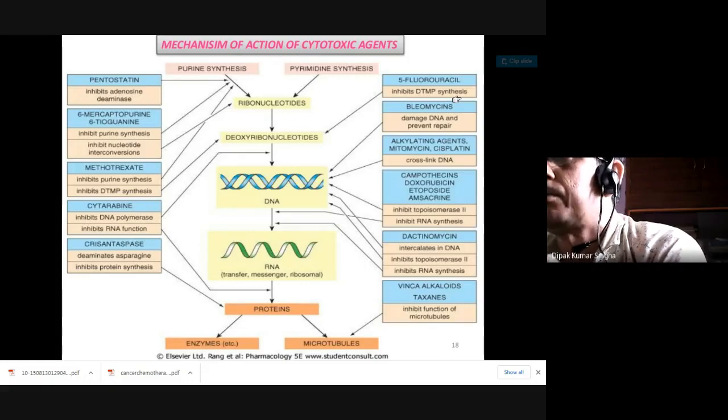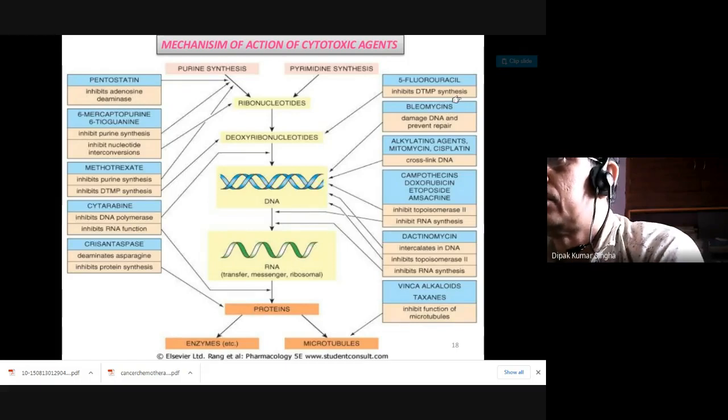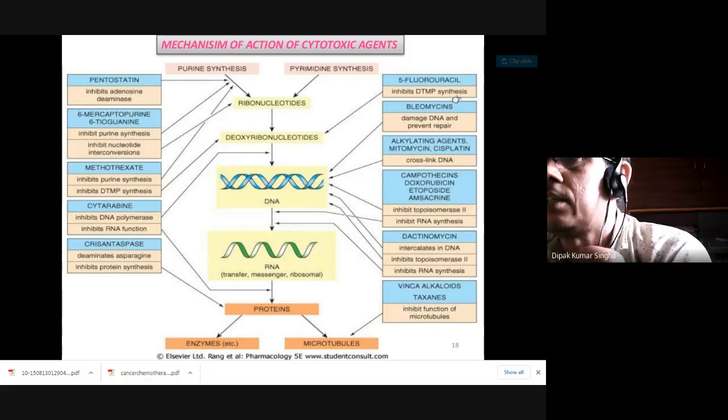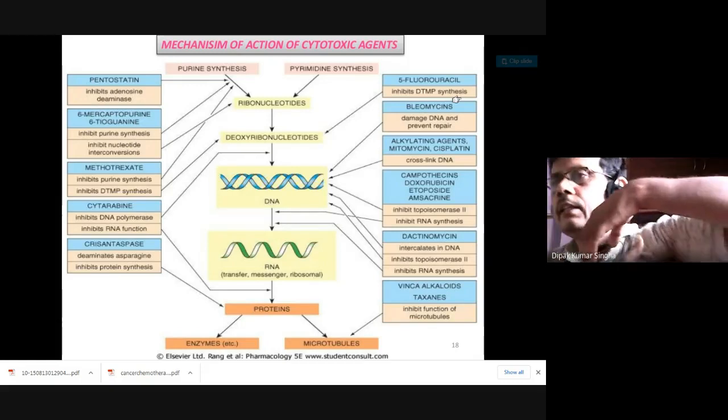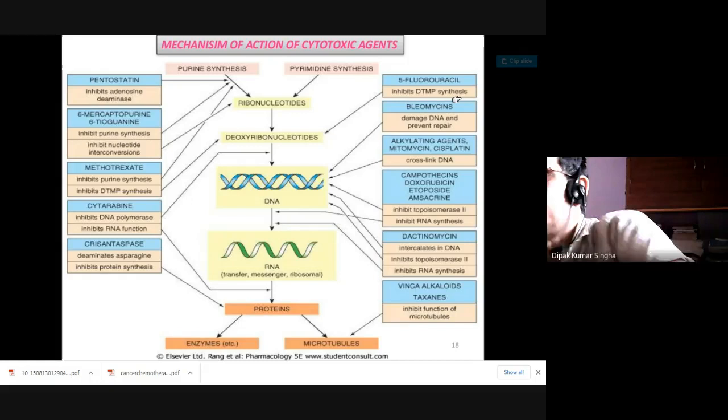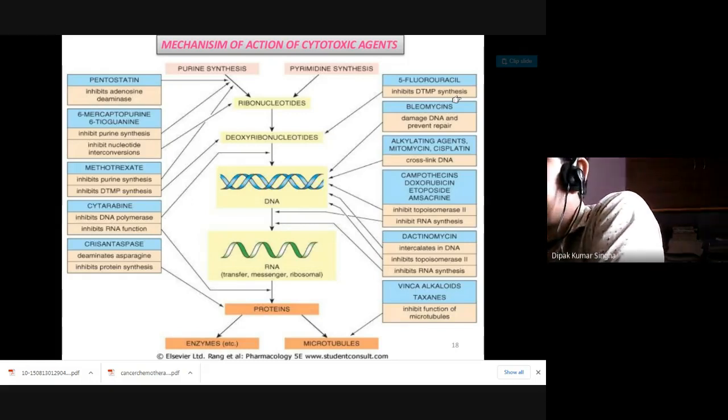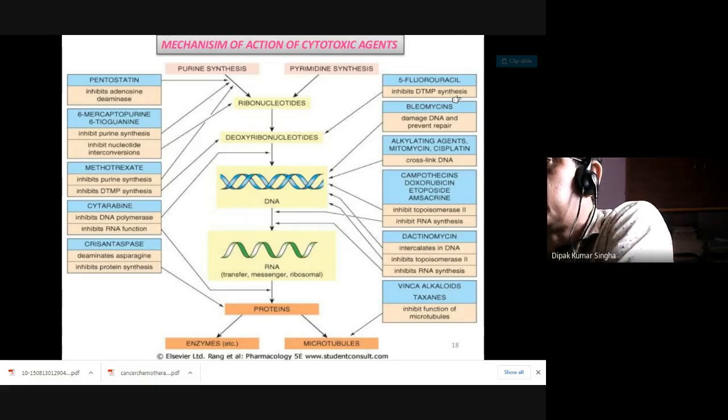Alkylating agents, or mitomycin or cisplatin, cause cross linkage of the DNA, while doxorubicin, etoposide, and amsacrine directly inhibit the synthesis of the DNA. Another is dactinomycin, an intercalating agent in the DNA, which inhibits the topoisomerase 2. That means the supercoiling of the DNA can be prevented by the topoisomerase 2. In case of bacteria, there is a topoisomerase 1, and it inhibits the RNA synthesis. So finally, the protein synthesis will be hampered.